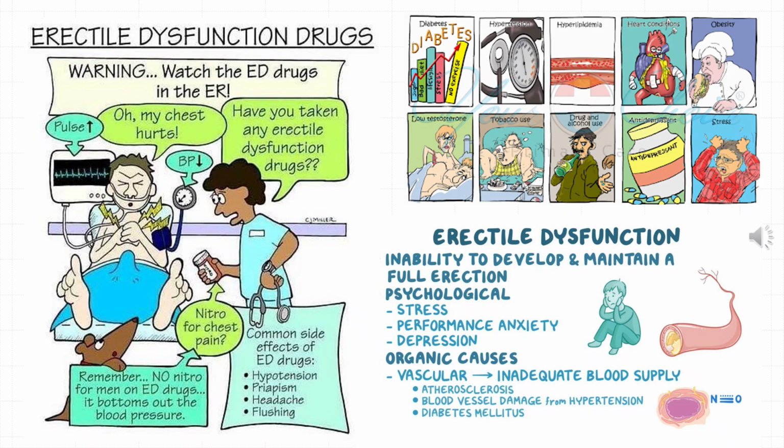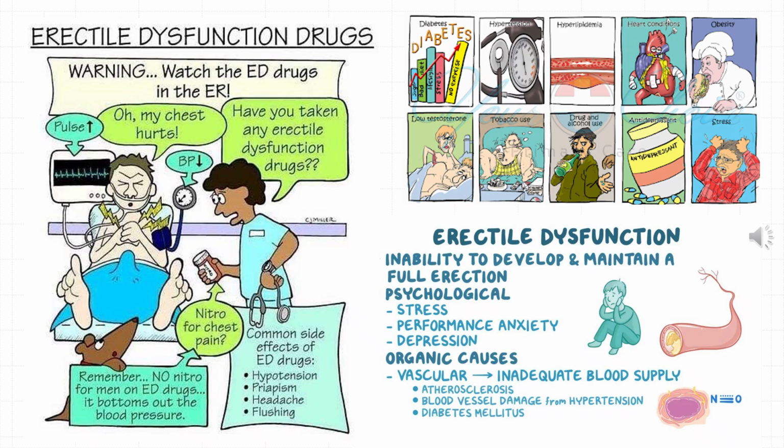Our first line of management is lifestyle modifications. So making sure we decrease smoking, encourage weight loss, exercise, and good blood pressure control, since erectile dysfunction is usually an early sign of cardiovascular disease.